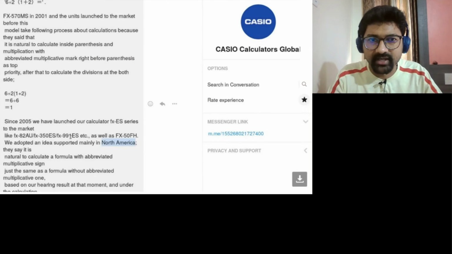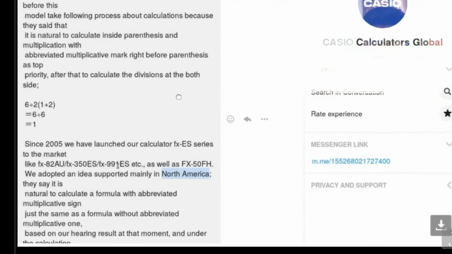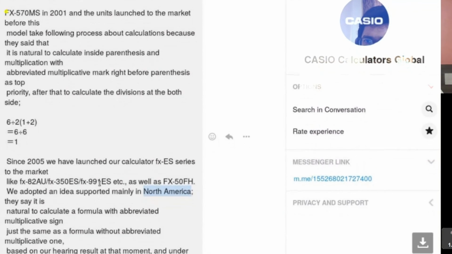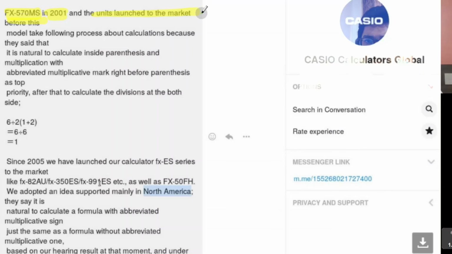I also happened to pull out a release by Casio. I'm going to zoom in a little bit so that it's easy for you to read. You can clearly see that Casio says that the FX570 MS, which was in 2001, and all the units that were launched to the market before this. If you go back, you can see that this is the FX570 model. So for all these units, it's clearly written that it's natural to take the inside of the parentheses and the multiplication with an abbreviated multiplicative mark right before the parentheses as top priority.